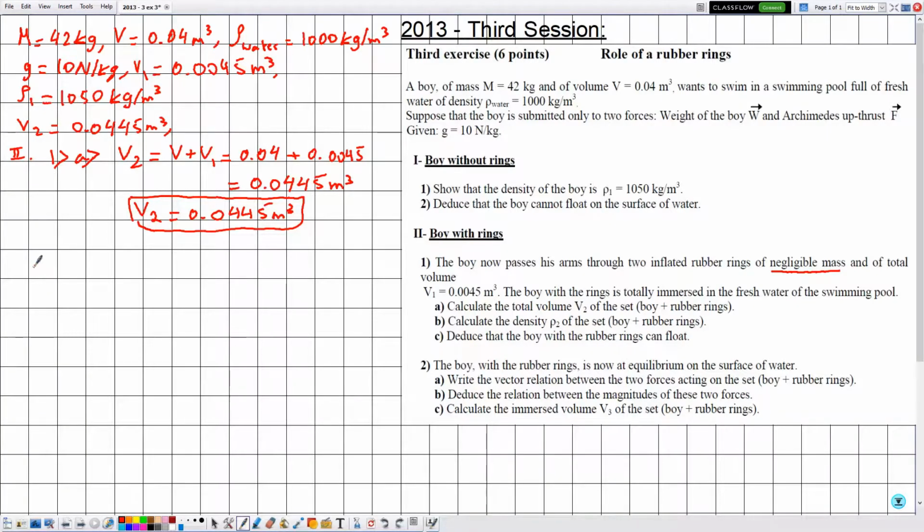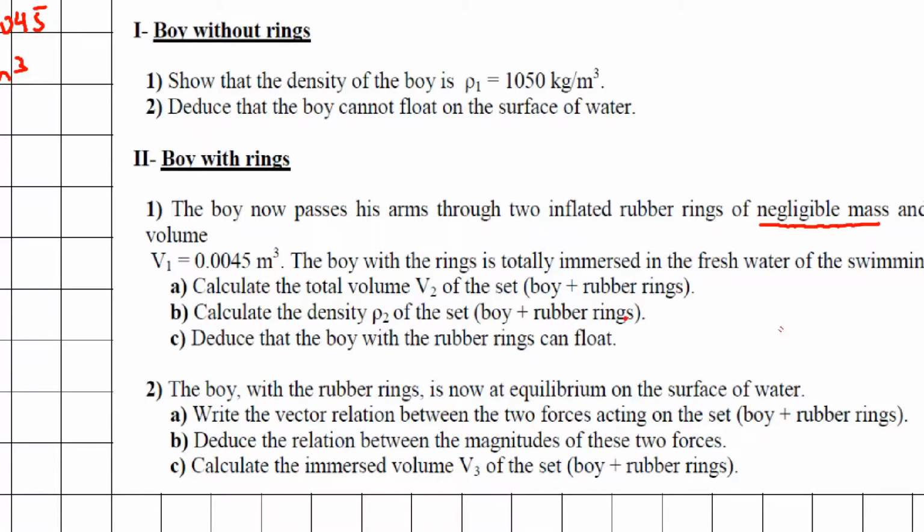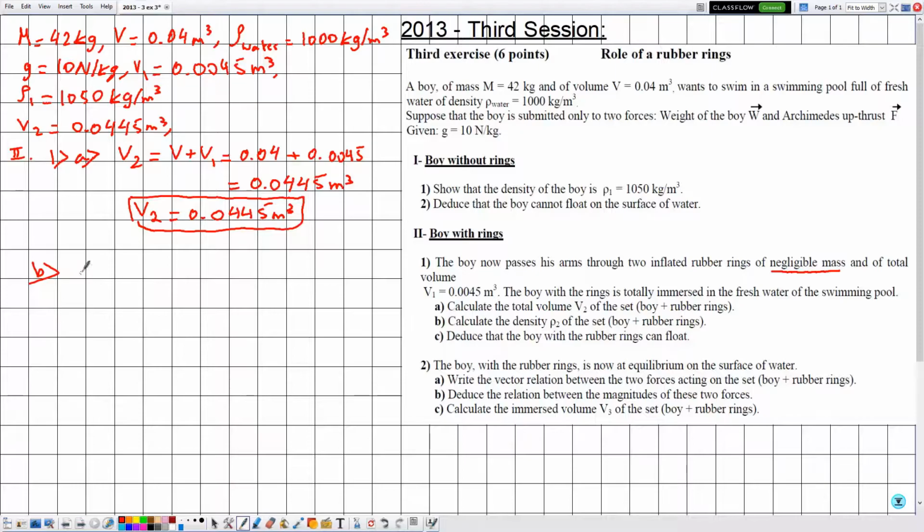We are in part B. Calculate the density ρ2 of the said boy plus rubber rings. So we are interested in determining the value ρ2, which corresponds to the density of the said boy plus rubber rings. So the density can be calculated using the mass divided by the volume.